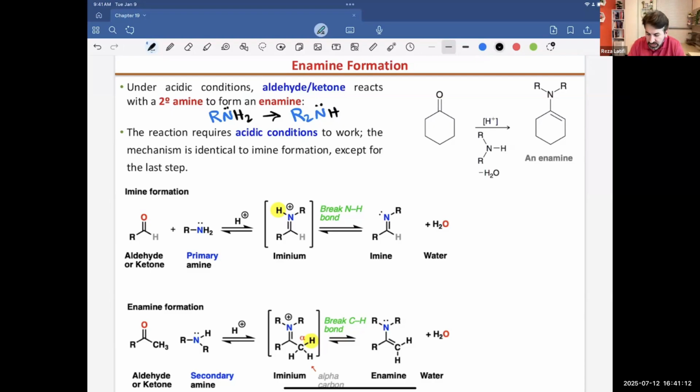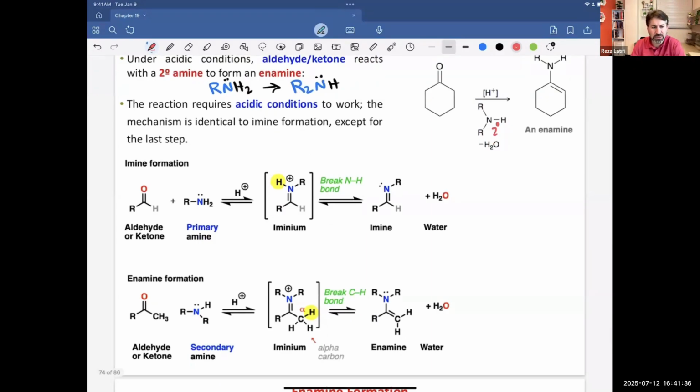Now, if you take a secondary nitrogen and react it with a ketone or aldehyde group, you might get one product that we call an enamine, and it depends whether you have a hydrogen sitting on the carbon neighbor to the carbonyl group or not. And again, the reaction is going to happen in acidic condition.